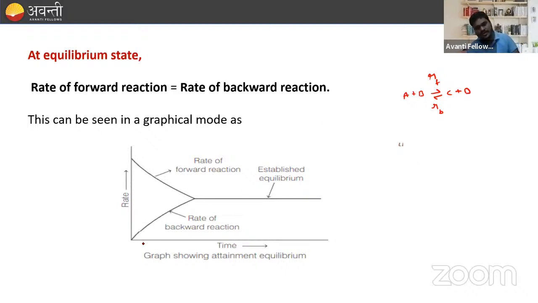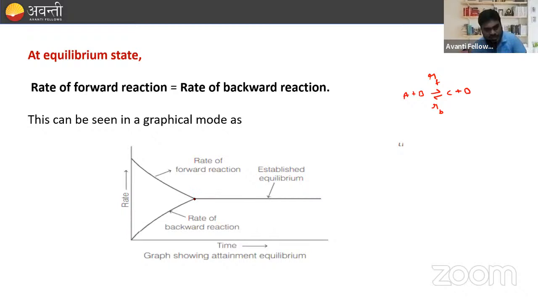Similarly, we can understand the rate of backward reaction. So the rate of backward reaction starts increasing because as the product starts forming, they can return back to the reactant side, right? So at starting, the rate of forward reaction is maximum, because concentration of reactant is good. As the time goes on, the rate of forward reaction starts decreasing and rate of backward reaction starts increasing.